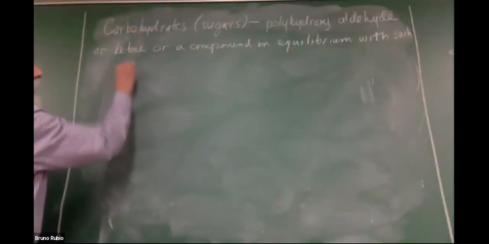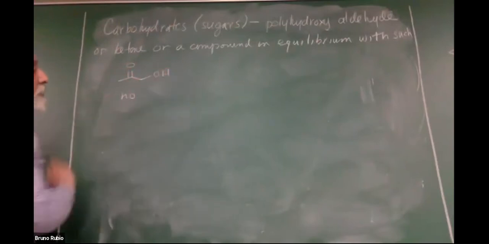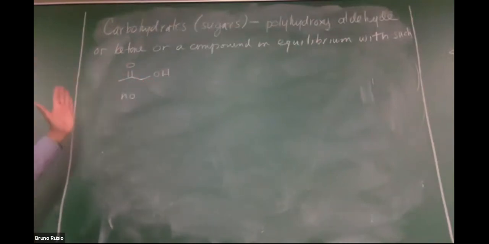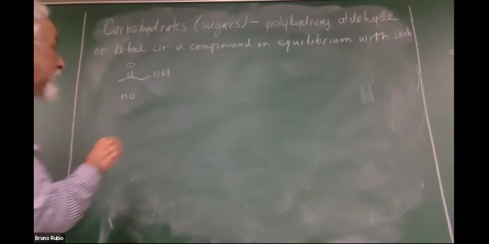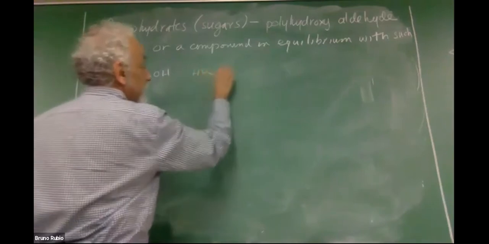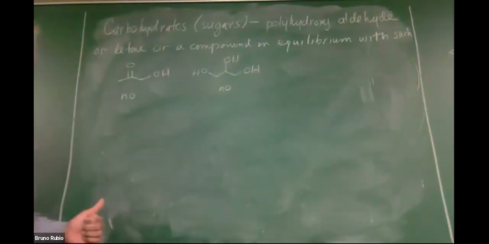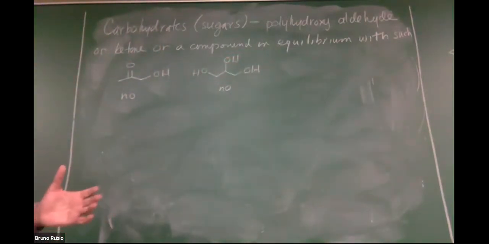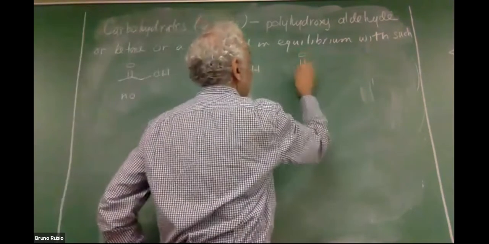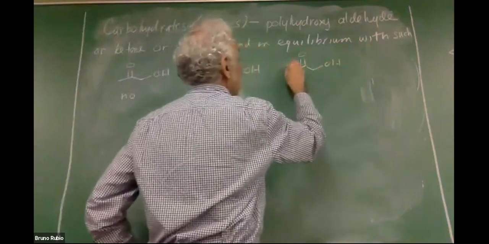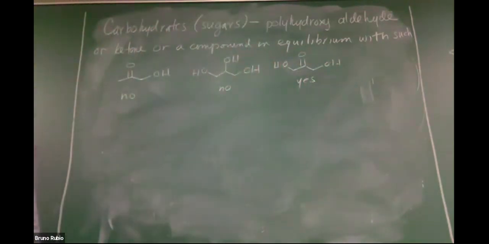So something like this, oh, that's not a carbohydrate because it's not polyhydroxy. It's a ketone and it has an OH group in it, but it's not polyhydroxy. Something like this, that's not a carbohydrate either because it's polyhydroxy, but it's not a polyhydroxy aldehyde or ketone. Now, something like this, oh, that is a sugar. That is a carbohydrate. It's a polyhydroxy aldehyde or ketone.